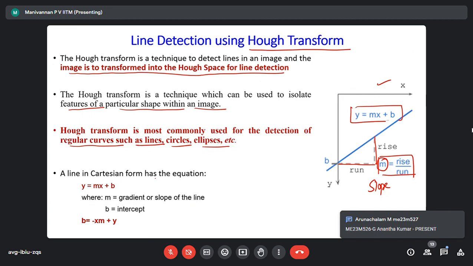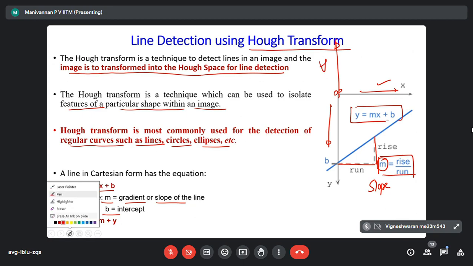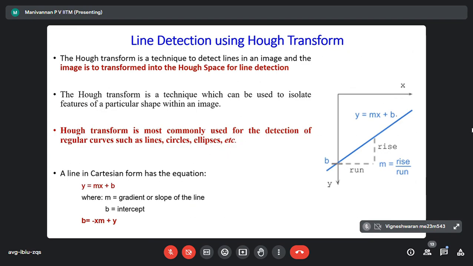Okay, when we talk about a straight line, we know this is the equation for a straight line, where m is called the gradient or slope of the line, and b is called the intercept on the y-axis. This is the origin (0, 0). Here x is increasing, and y is increasing. Or you can write it like this: y can be given like this. The point where the line intercepts the y-axis is called b. In this, b is called the intercept on the y-axis.